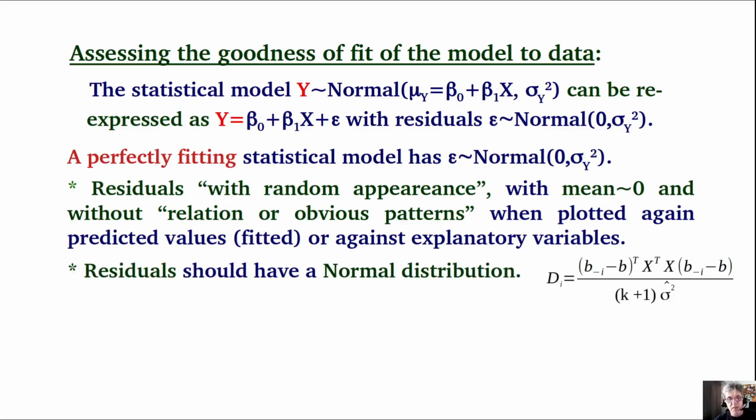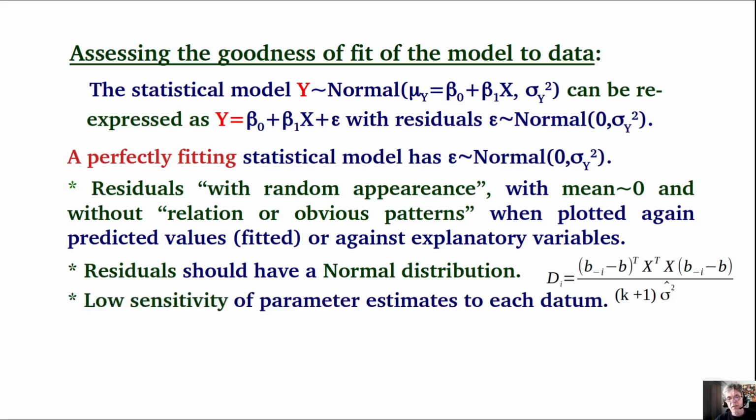Residuals should have a normal distribution because of what I just mentioned, and they have a low sensitivity to parameter estimates of each datum. This is evaluated in the case of these models by the Cook distance. The Cook distance is the difference in the parameter values between the entire data set and the data set without the i-th data point. This gives you a sort of sensitivity analysis of how sensitive the parameter estimates are to the values of each data point.